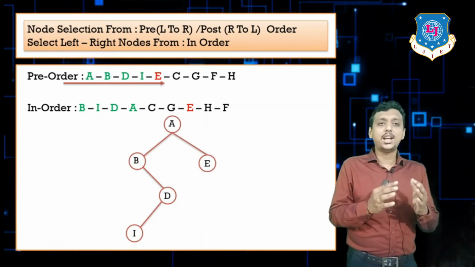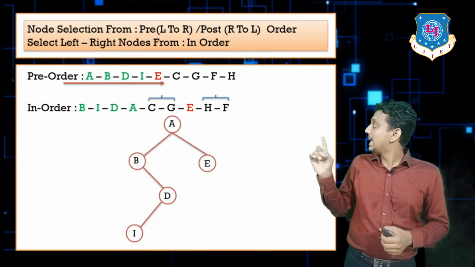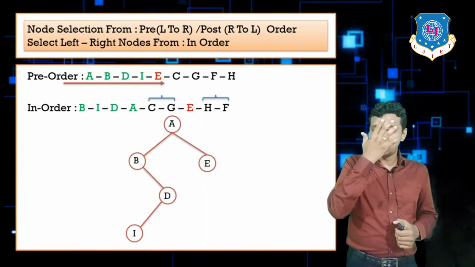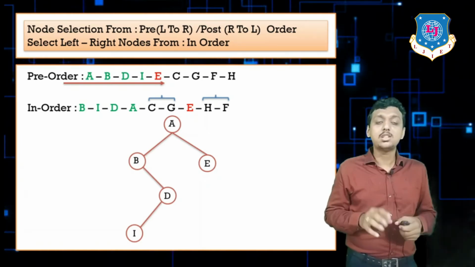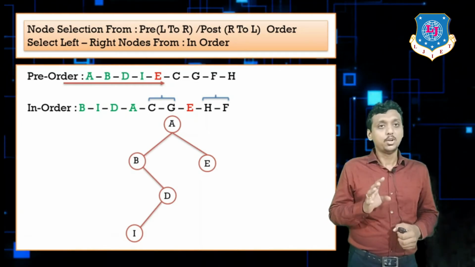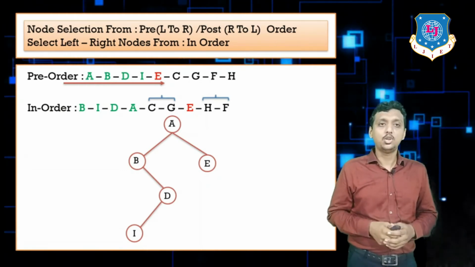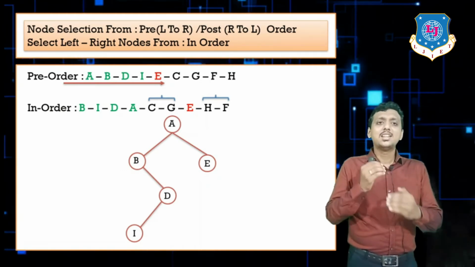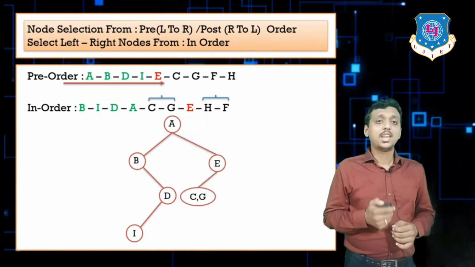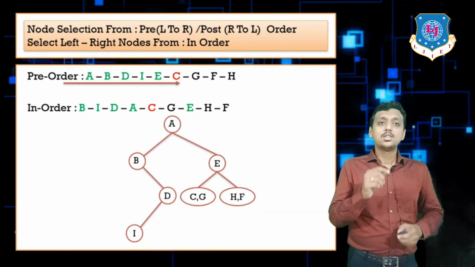How many nodes are on the left side and right side of the E? Now see, some of you may tell me, sir, B, I, D, A, C, G, all these nodes are on the left side of the node E. But wait students, whenever we select a node, that means that part is totally completed. So on the left side of the E we only have C and G that are remaining to be done. That's why just go with C and G. So I just put on the left side of the E, C and G, and then on the right side of the E we have H and F.